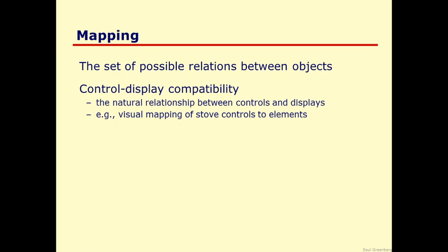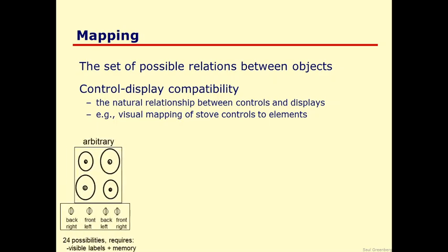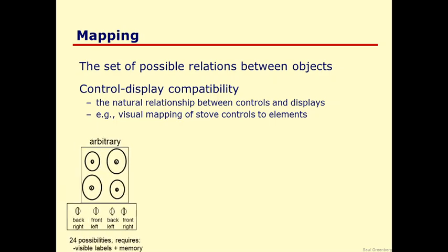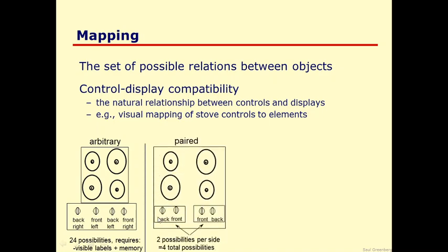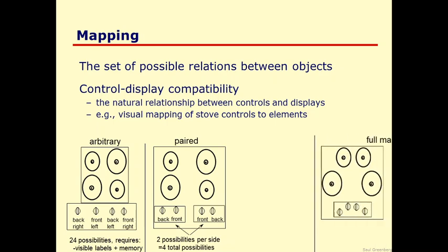So mapping is the set of possible relations between objects. Control, display, compatibility, the natural relationship between controls and displays. So visual mapping of stove controls to the elements. This could be one. This is an arbitrary design. You can see the gas burners over here, and then back left, front back right, front left, back left, and front right. So 24 possibilities required, right? This is the paired one, so two possibilities per side, so four total possibilities, right? Two left and two right.